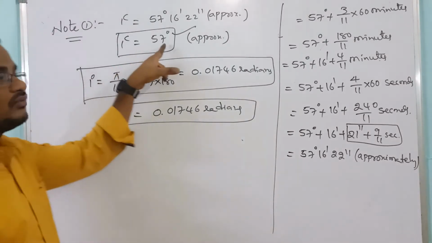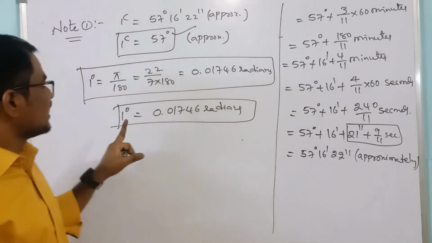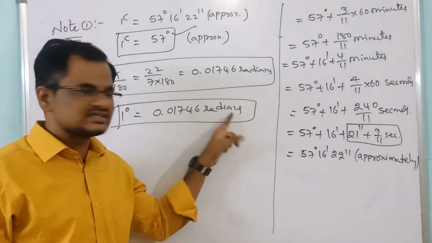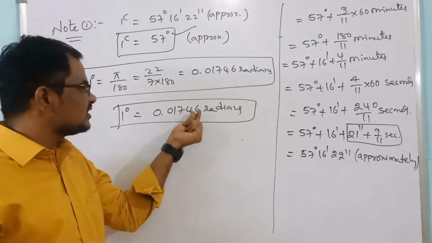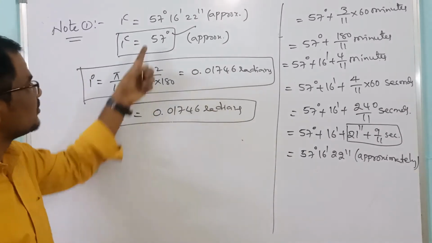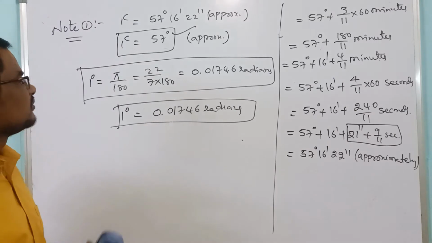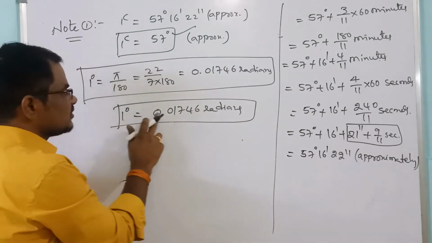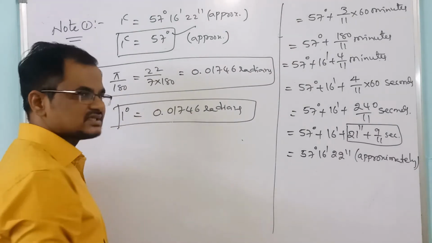1 radian equal to 57 degrees. And 1 degree equal to 0.01746 radians, or 0.01745 approximately, you can take this one also. Okay? Both of these are most important: 1 radian equal to 57 degrees and 1 degree equal to 0.01746. Right?